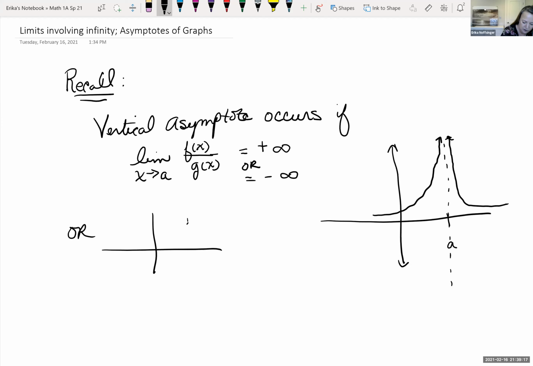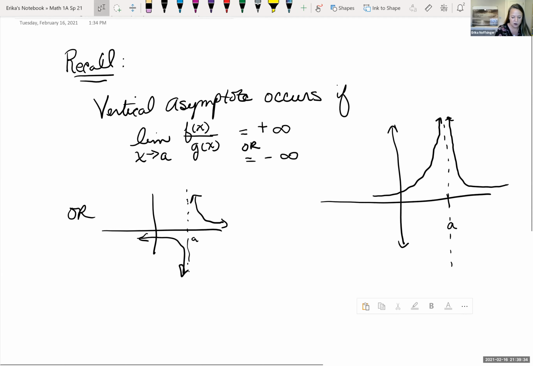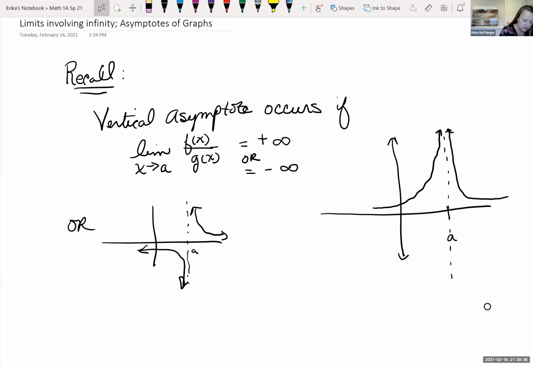They could be going opposite directions. One could be shooting downwards, one could be shooting upwards. But they're either going to positive or negative infinity. Also remember that we can never cross a vertical asymptote. A graph never crosses a vertical asymptote.